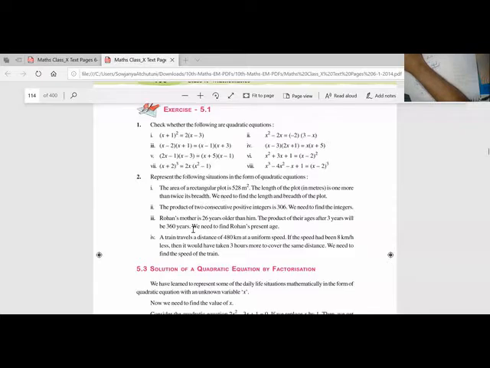So let us see this one. We have to represent the following situations in the form of quadratic equations. Now what we are learning here is how to convert x into theory or theory into x. So let us see the first one. The area of a rectangular plot is 528 square meters. The length of the plot is 1 more than twice its breadth. So L is 2 times its breadth plus 1. We need to find the length and breadth of the plot. Let us see.